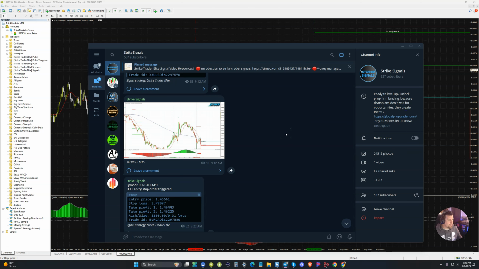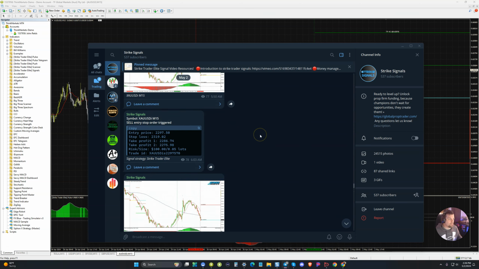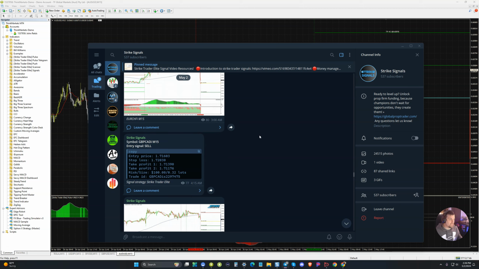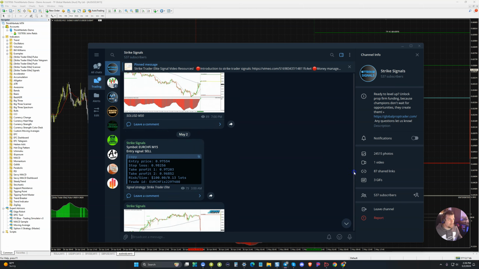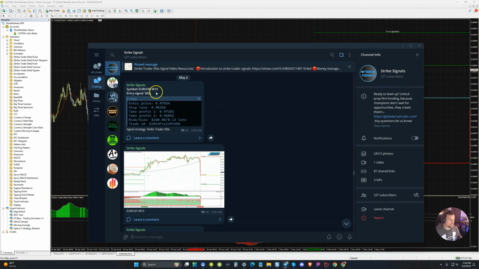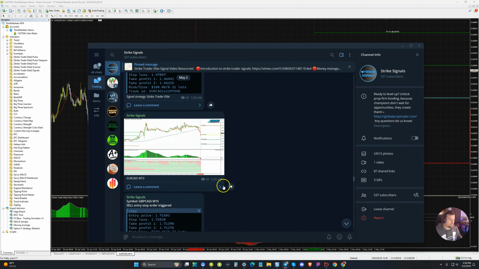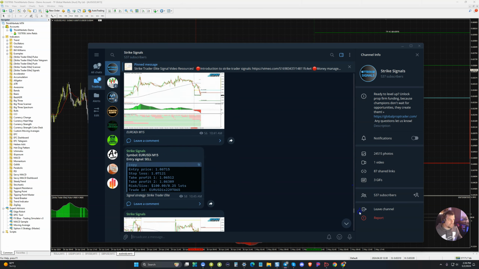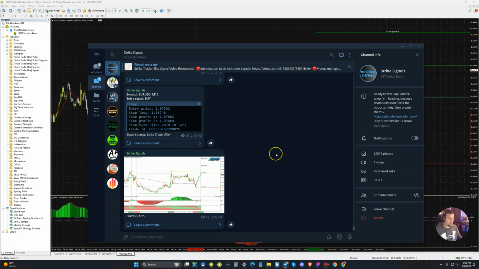So this is a short scalping system. It's on the 15-minute time frame. The alerts come out every single day. We've got probably maybe close to 15 alerts today. You can see right there, May 2nd. So every single one of these alerts came out just today. So that is pretty nice. If you are wanting to get in and out of trades quickly, this is your system.